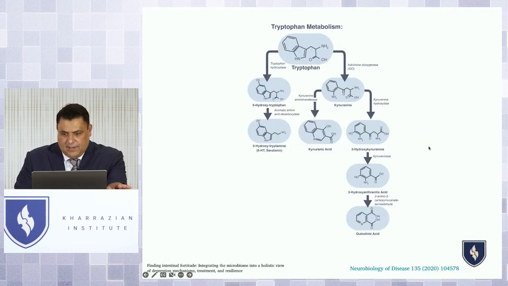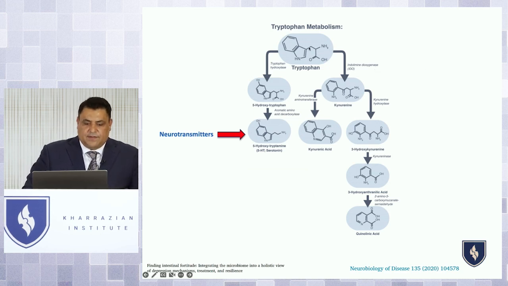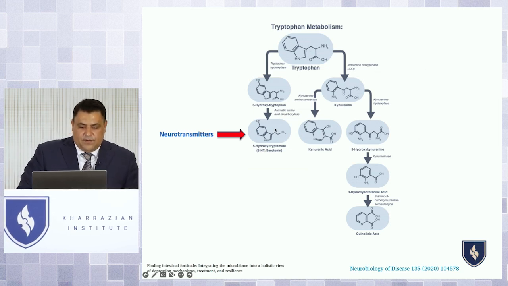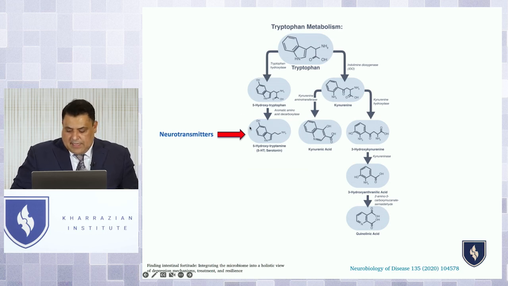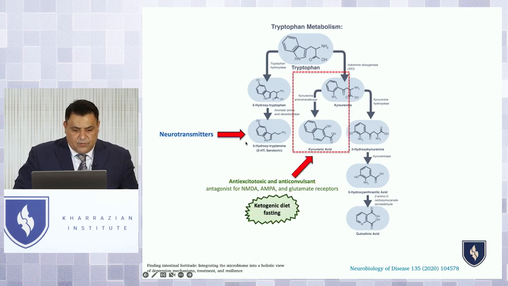And here you can see this mechanism. So here you can see tryptophan metabolism, and you can see tryptophan gets converted to serotonin. That's pretty obvious. And that's the neurotransmitter response. But also tryptophan can go down this IDO pathway, this enzyme called IDO, and then it can become kynurenic acid. And kynurenic acid has an anticonvulsant, anti-anxiety, neuroprotective effect.